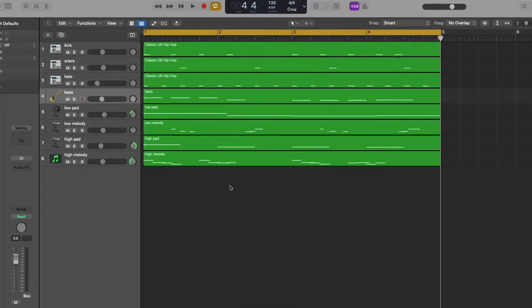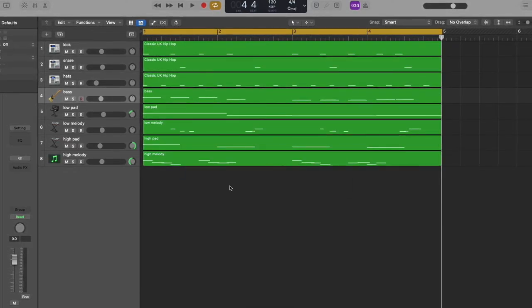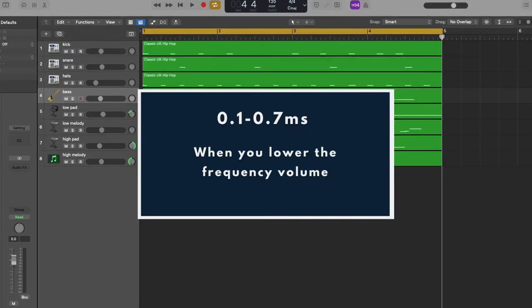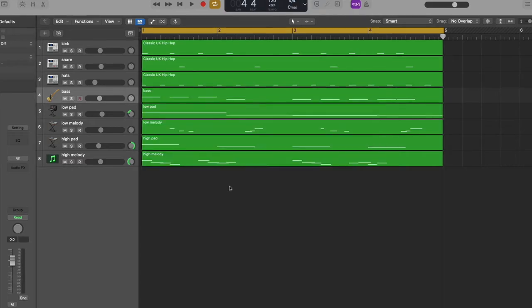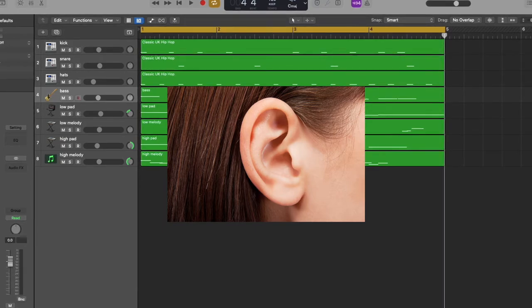To create that 3D depth, we will be using a sample delay. We will be applying between 0.1 and 0.7 milliseconds of delay with our sample delay. The reason we are staying between 0.1 and 0.7 milliseconds is because your ear can start to pick up the delay echo past 0.7 milliseconds.